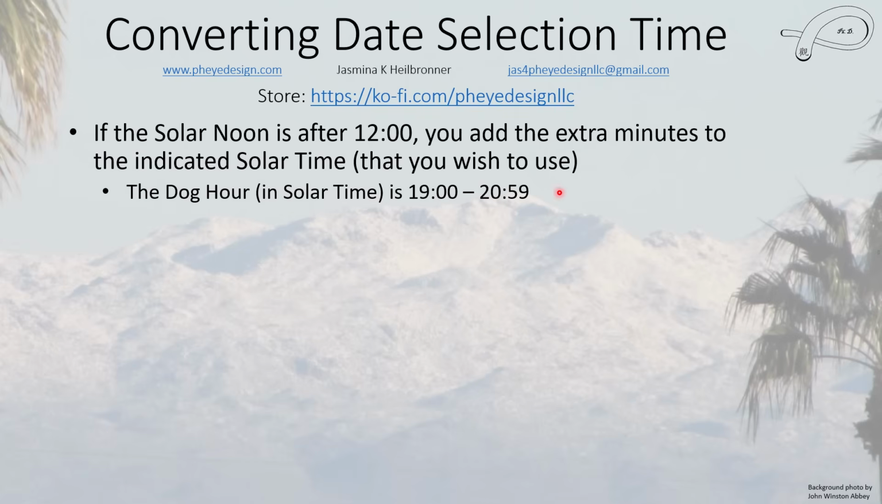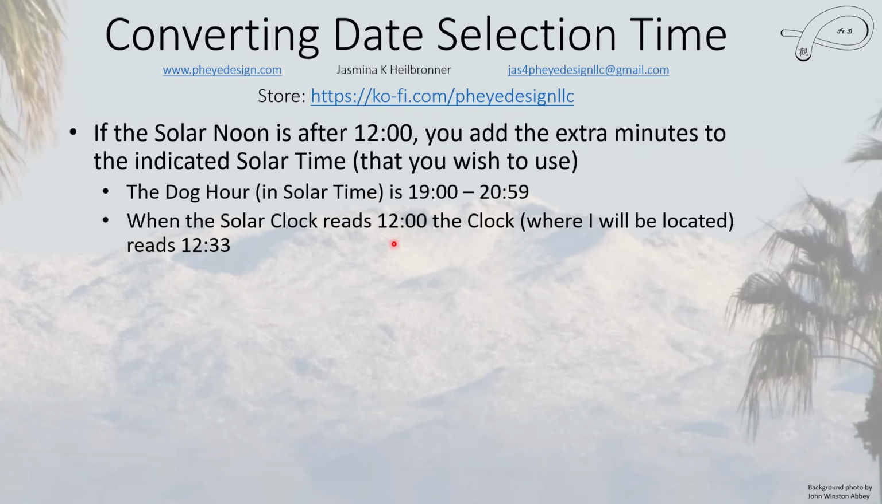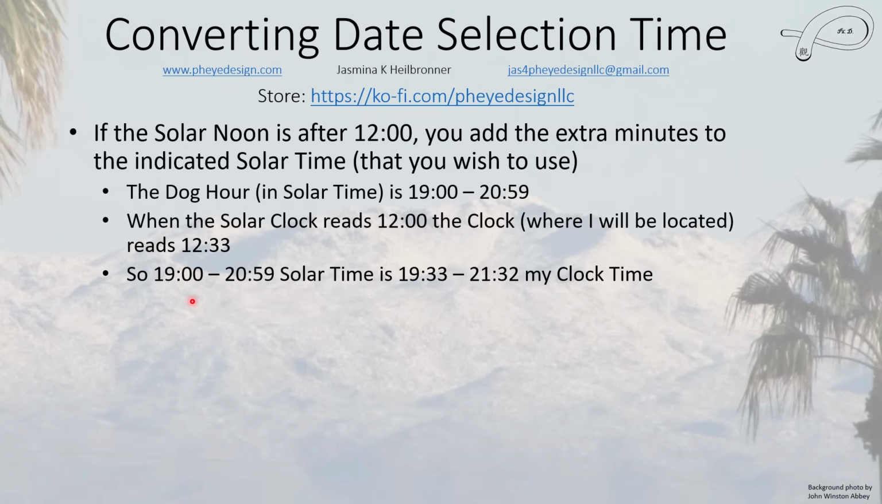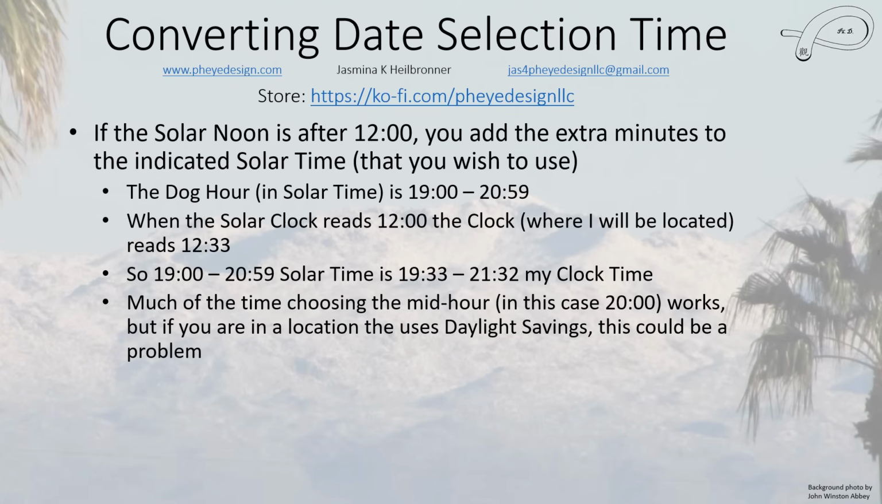So this is the dog hour in solar time. The clock will read 12 for the solar clock when my local clock will read 12:33, and I'm pretty sure I know where I'll be because this is my busiest month. January is my busiest month, and I'm pretty sure I'll be at home. So this solar time becomes this in my clock time. Now, for most people, especially if you're not on daylight savings, if you choose a mid-hour, it could be okay. And in this case, it would be at 8 p.m.